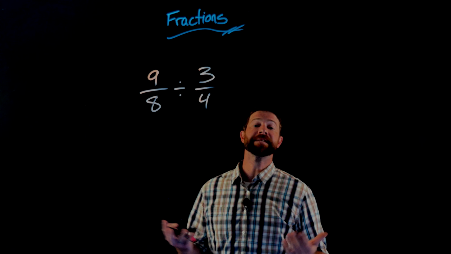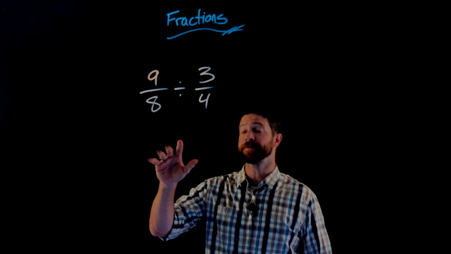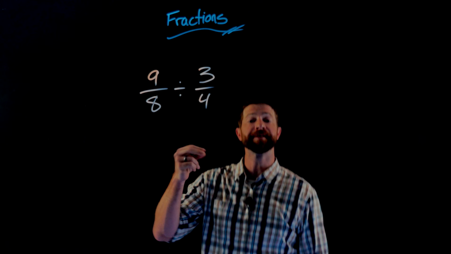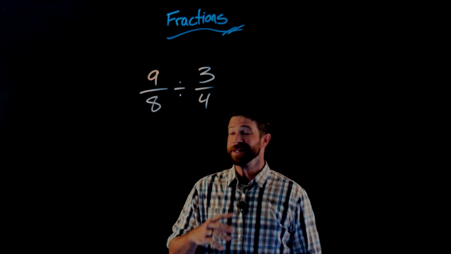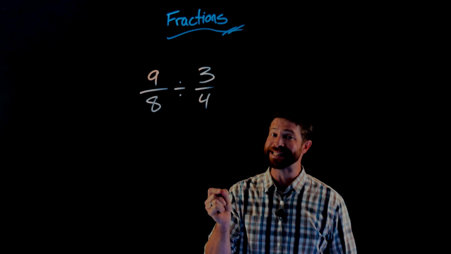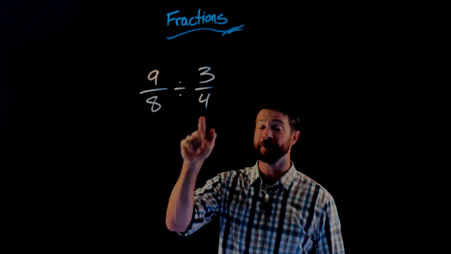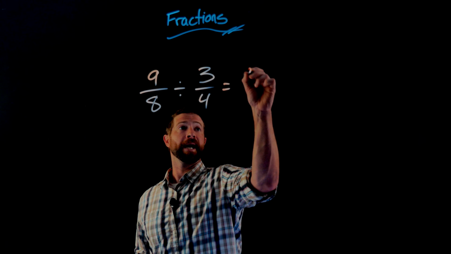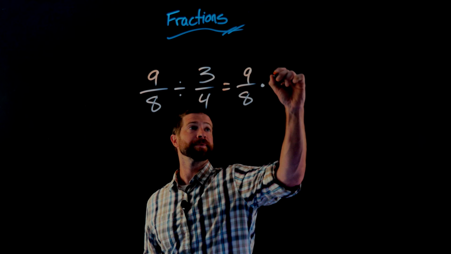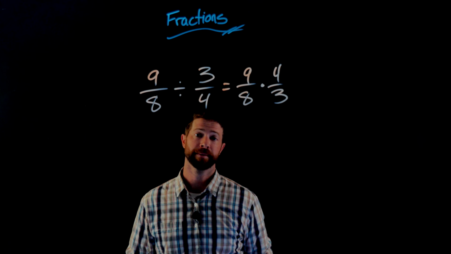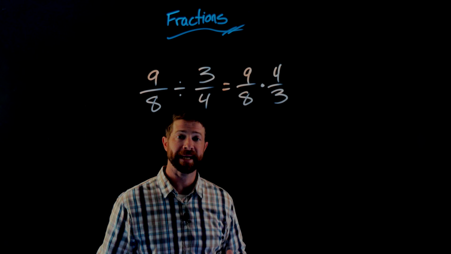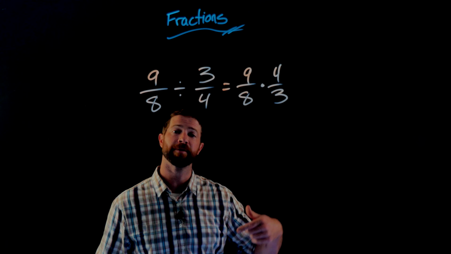Right, now let's talk about division of fractions. To divide 2 fractions, what I'm going to do is flip the divisor and then multiply. This is very, very similar to multiplication, except I have to flip the second fraction, which is the divisor. 9/8 times 4/3. Now that it's multiplication, I employ all the other tricks I had from previously.